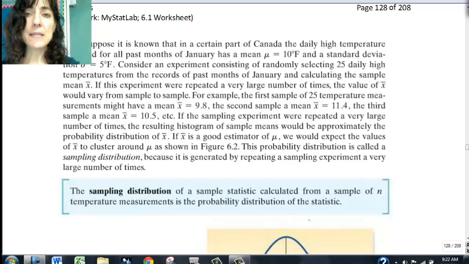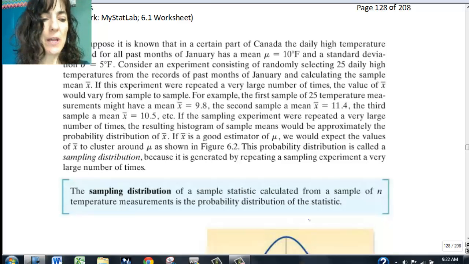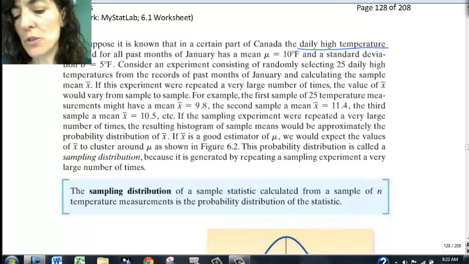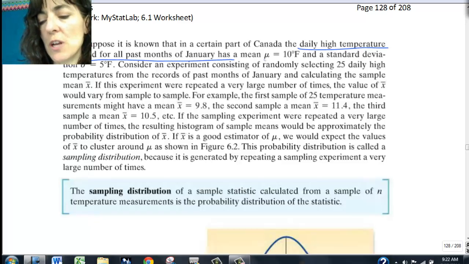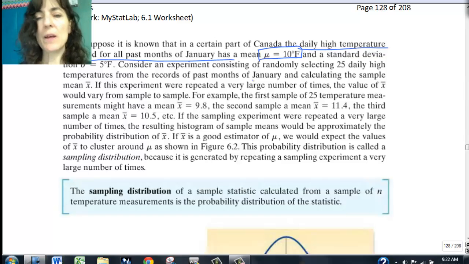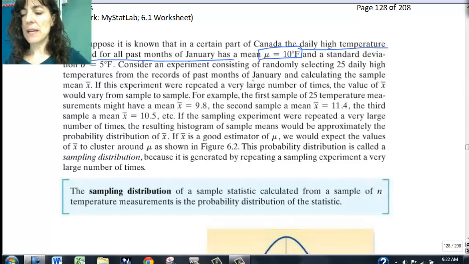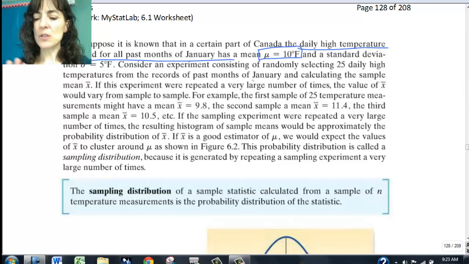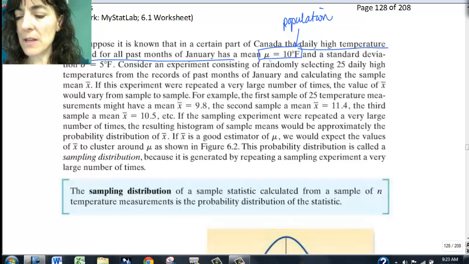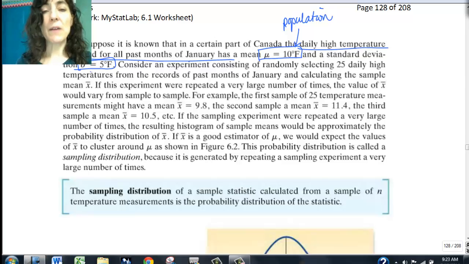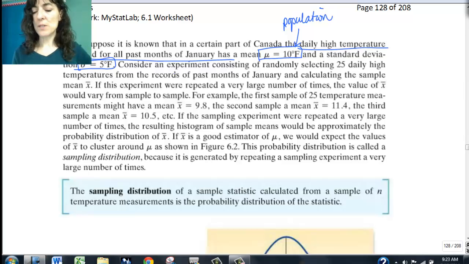Okay, so here's an example that really gets to the heart of what we're talking about here. Say there's a certain part of Canada where the daily high temperature recorded for all past months of January has a mean of 10 degrees Fahrenheit. So that's the daily high temperature. And so what they're saying is they looked at every month of January since recorded history and they counted up all that data. So that's telling us it's a population figure. And the fact that they used mu is also telling us that. So it's population. And then a standard deviation of sigma equals 5 degrees. So plus or minus 5 degrees for the first standard deviation.